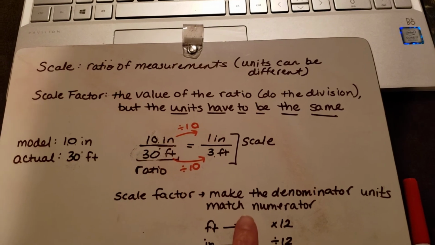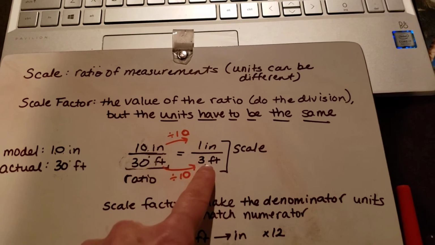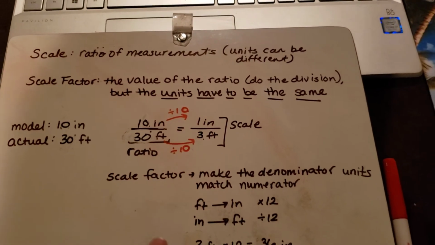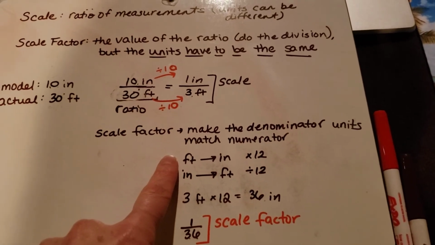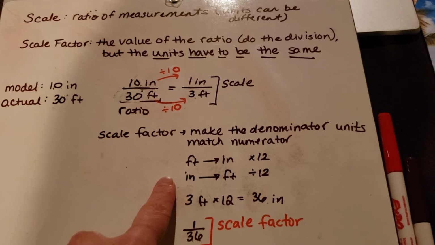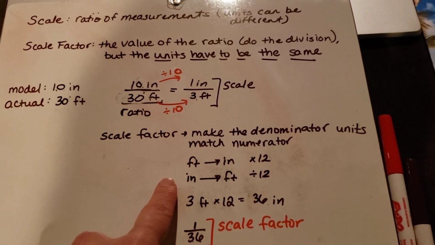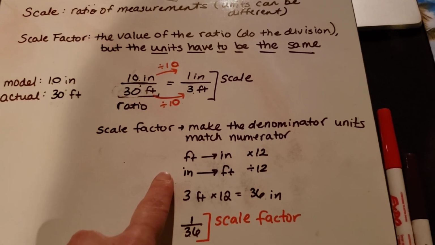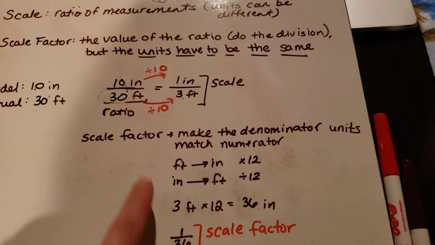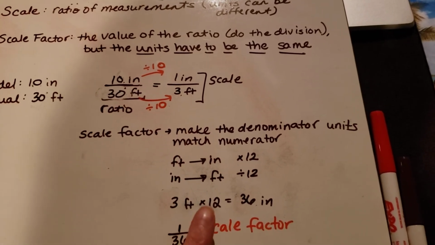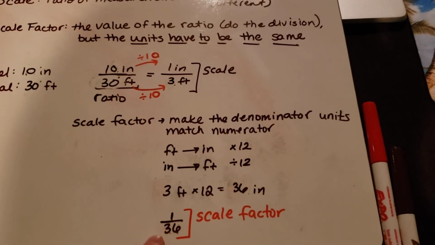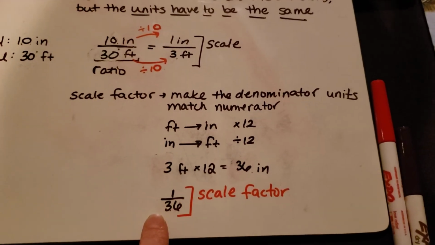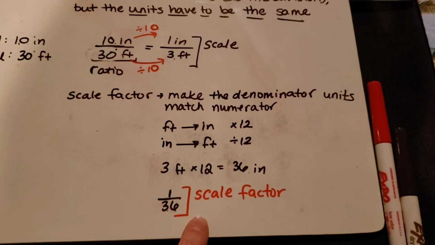But if you need to find the scale factor, now you need to make the denominator units match the numerator ones. So we need to turn our feet into inches. If we're going feet to inches, we multiply by 12. And inches to feet, if we had to do that, which we're not, you would divide by 12. So we take our 3 feet from up here, multiply it by 12 to say, okay, there's 36 inches. Then we put it under 1, so 1 over 36. Same units, so we don't write them, and we say that's our scale factor.